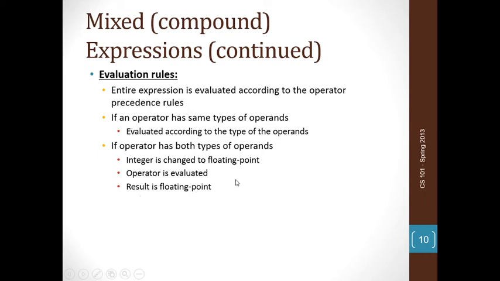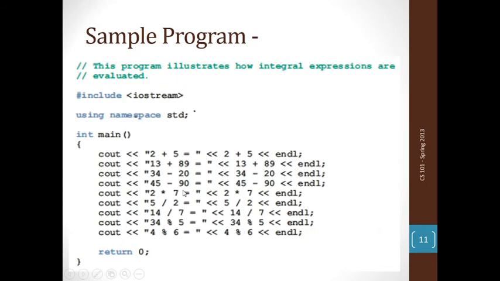For example, if we have 2.2 plus 1, then the result will be 3.2. Means the result will also be a floating point number.